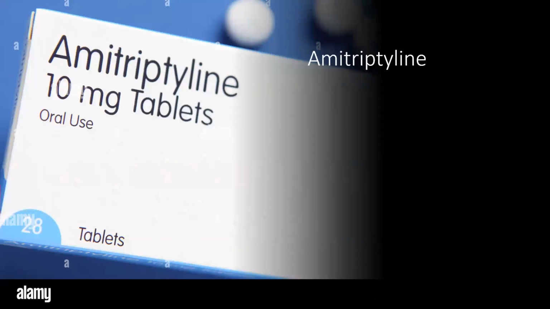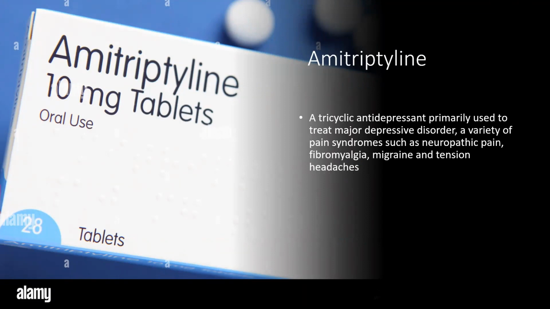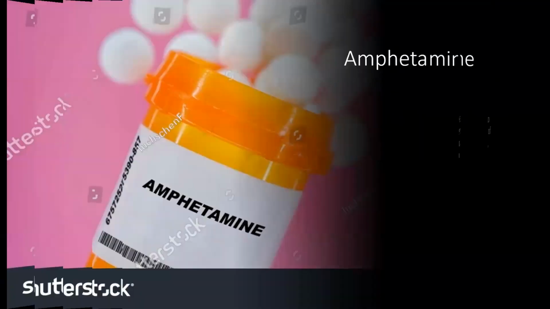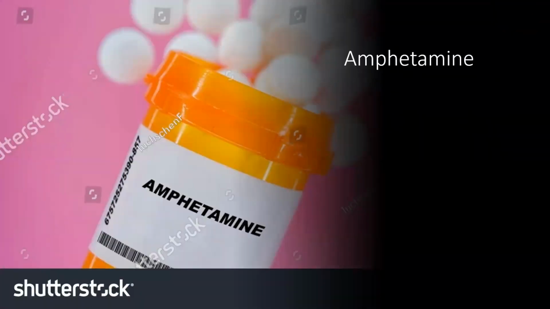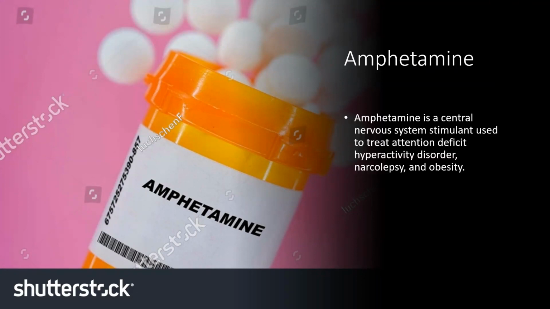Amitriptyline is another drug associated with poisoning, a tricyclic antidepressant primarily used to treat major depressive disorder and a variety of pain syndromes such as neuropathic pain, fibromyalgia, migraine, and tension headaches. Amphetamines are also associated with poisoning. Amphetamine is a central nervous system stimulant used to treat attention deficit hyperactivity disorder, narcolepsy, and obesity.